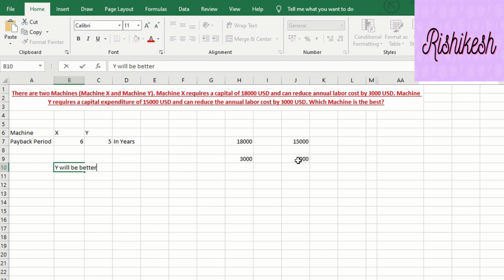So which machine is the best? Y is the best. Y will be better in this case. So this is how, by using the payback period method, you can decide which machine should be purchased and an investment of amount should be done.